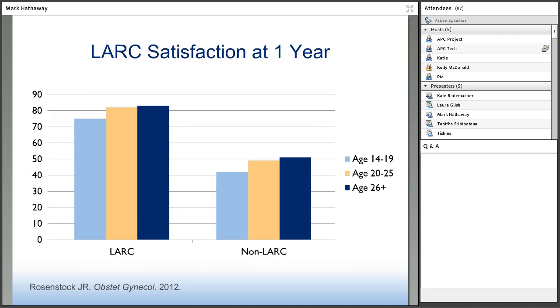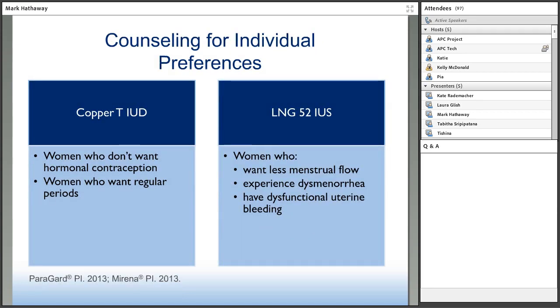They followed these women and asked them, would you recommend this method to a friend, or would you use it again for yourself? To a high degree, there was high satisfaction, and women chose these methods and indeed liked them, continued with them, and would recommend them to friends. For all different age groups, there was higher satisfaction with all of the LARCs.